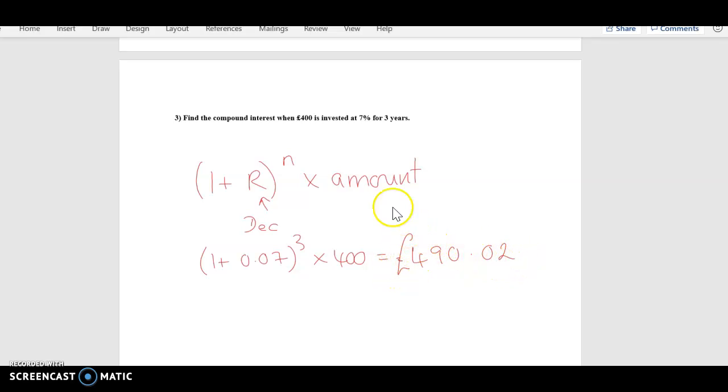Okay, now that's not my final answer, because it says find the compound interest. So I'm going to take away the 400 because all I want is the interest, which is £90 and 2 pence. Hopefully you got that.